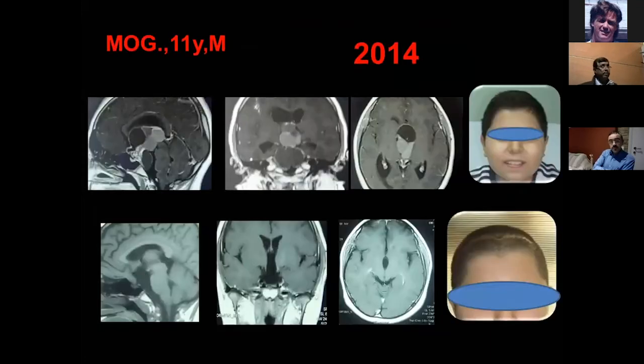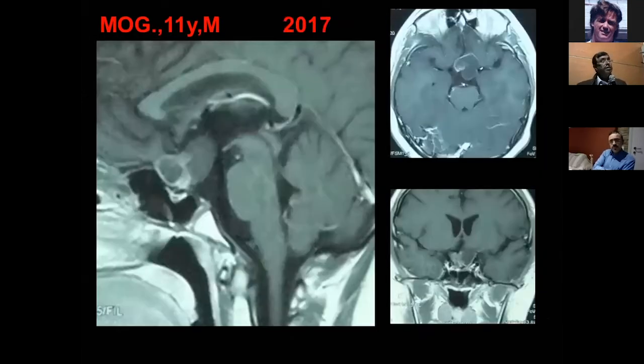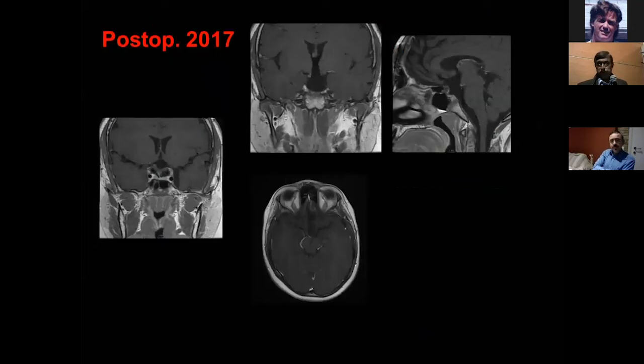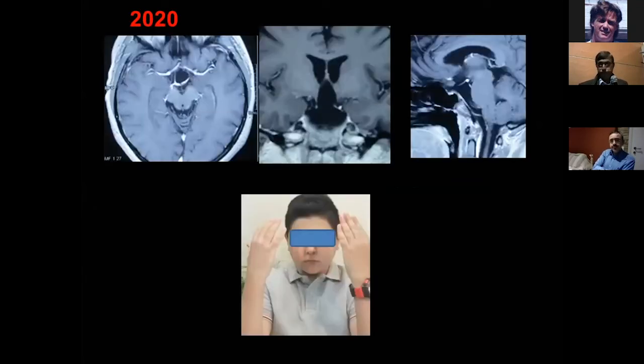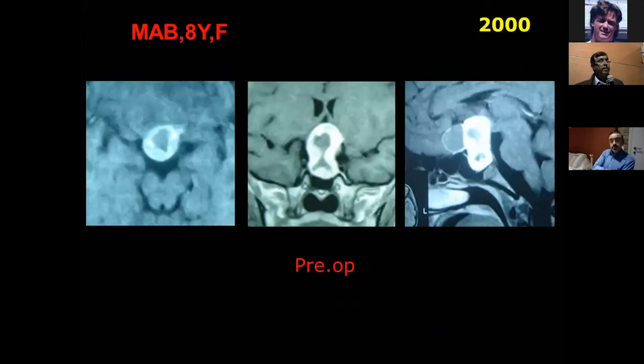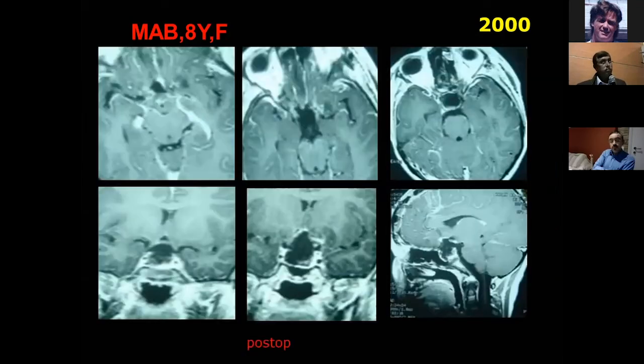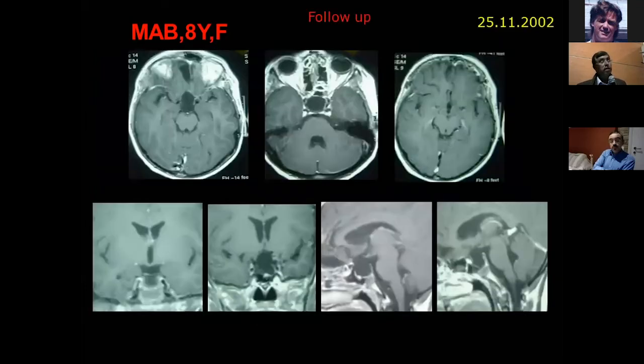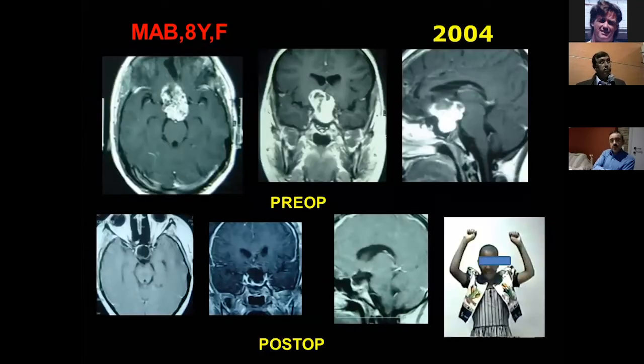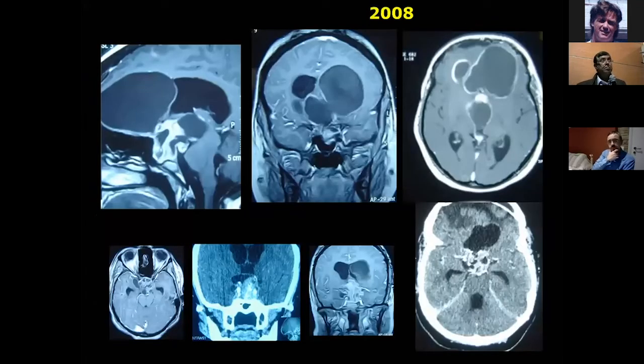This is a boy from Syria, giant craniopharyngioma. We did radical excision, and 3 years later, recurrence, radical excision. And here he is. This is from Sudan, an 8-year-old girl. I operated upon her in the year 2000, radical excision. 2002, still doing well. 2004, recurrence. What should I do? Radical excision again. 2008, major recurrence. I offered a third surgery, the family refused.